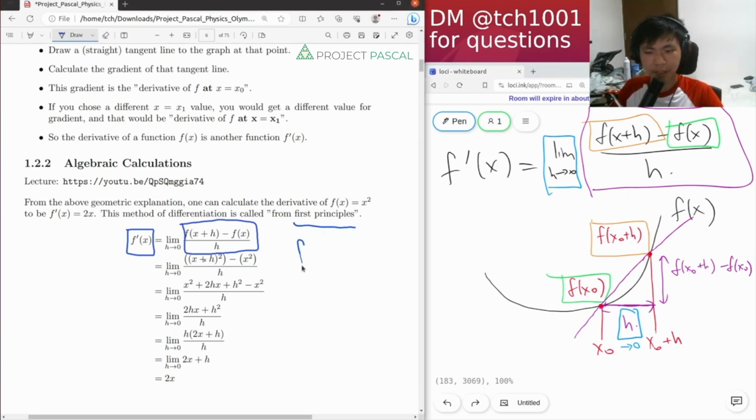Now if you plug in the function f of x equals x squared into the following definition and we calculate it out, we'll actually get 2x. I go through the detailed derivation of these steps in the lecture here. So that's the basics of differentiation.